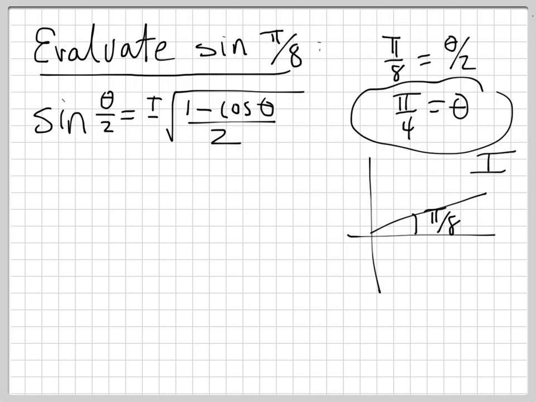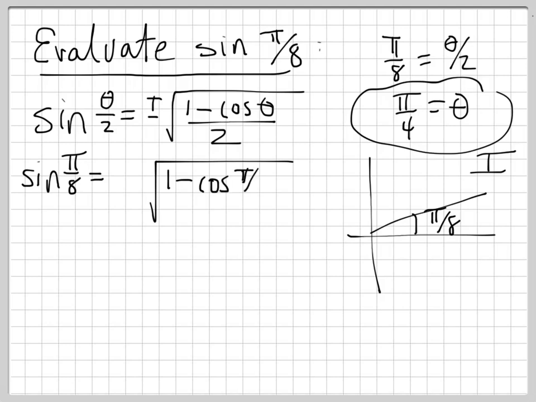And so when we try to take sine of pi over 8 and we replace it with the square root of 1 minus cosine pi over 4 all over 2. Because pi over 8 is in quadrant 1, sine of pi over 8 should be positive, and so we pick the positive.